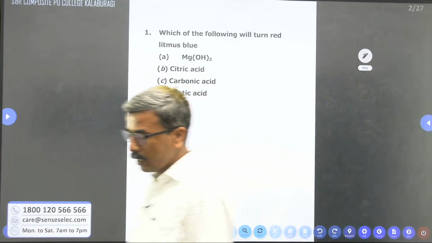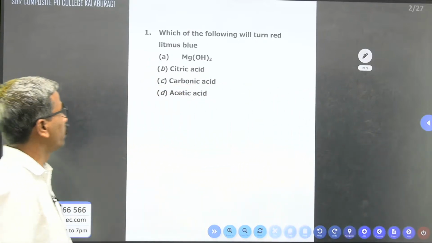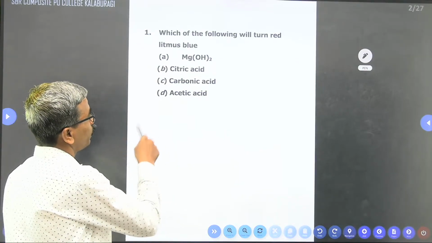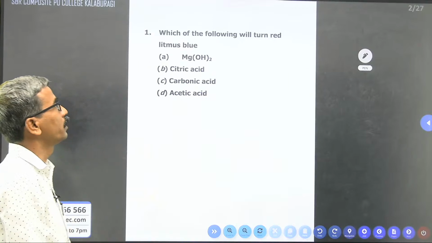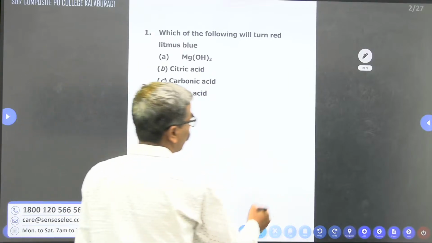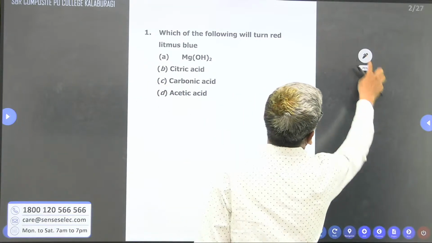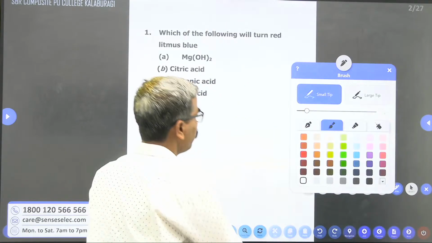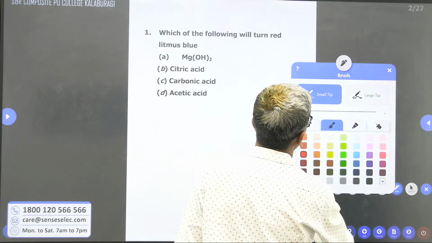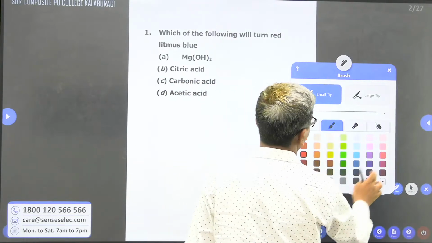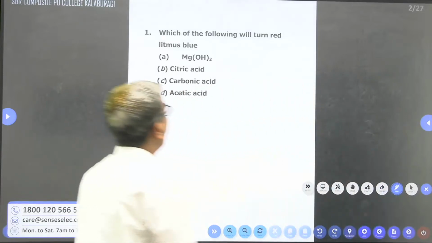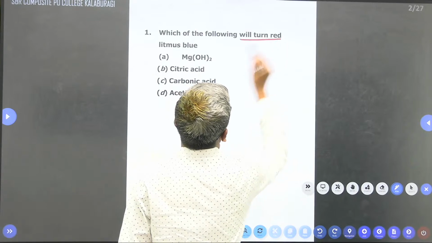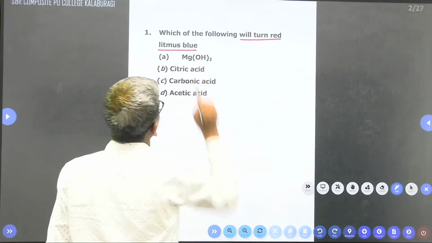The meaning of the statement is, out of the given compounds, when you take these solutions, which will turn the red litmus paper into blue color? See here, I'm underlining which one will turn red litmus to blue.